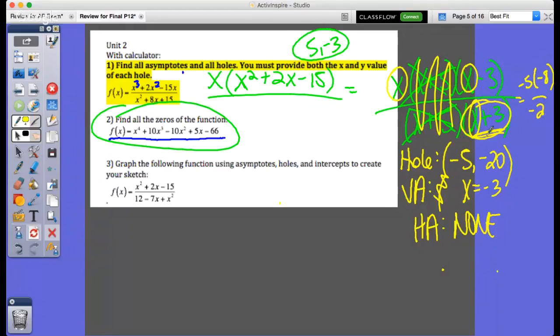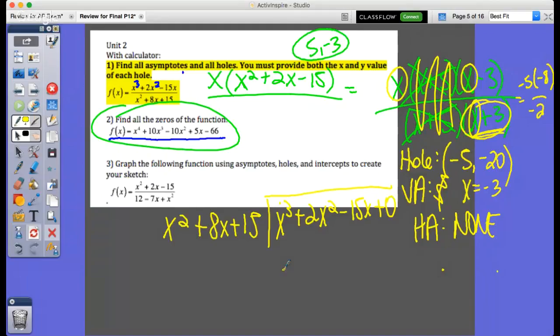Okay, so we're going to divide the bottom into the top by going x squared plus 8x plus 15, and it goes into x to the third plus 2x squared minus 15x plus 0. Question: what times x squared gets me x to the third? X, good. X times x squared is x to the third. X times 8x is? Good. And x times 15 is? Good. What do I do with this? Change the signs. Good.